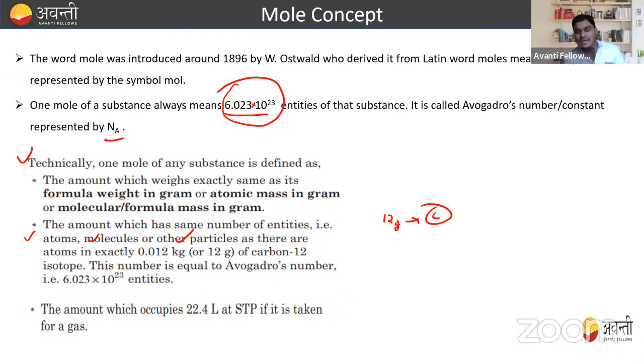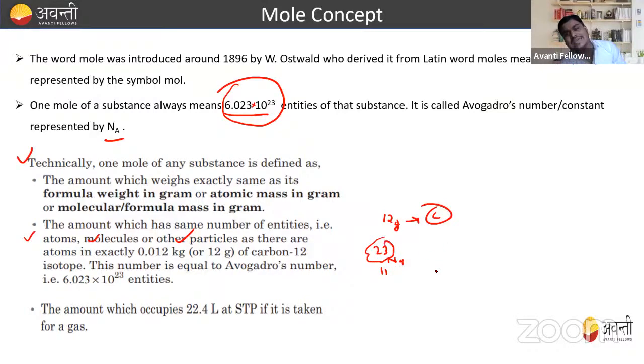For example, if I'm talking about hydrogen, hydrogen has 1 gram per mole. So in 1 gram, there is this much of atoms, right? That is 1 mole. So 1 mole of hydrogen means 1 gram of hydrogen contains 6.02 into 10 to the power 23 atoms, molecules, or ions. Similarly, if I'm talking about sodium, we know that sodium has atomic number 11 and mass 23. So it has a molecular mass of 23.